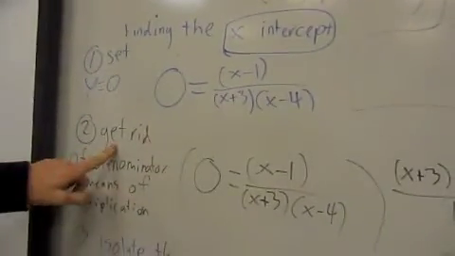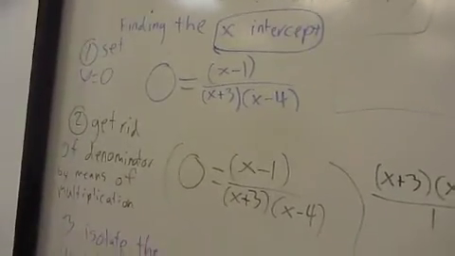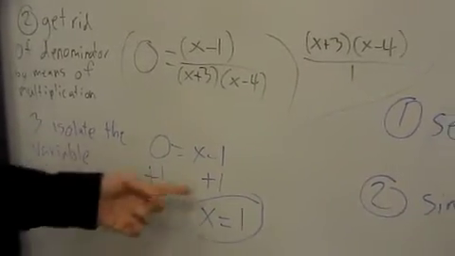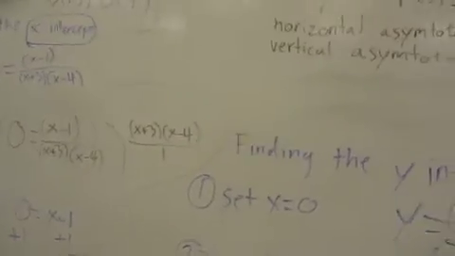Then, you want to get rid of the denominator by means of multiplication. Ultimately, you result in 0 equals x minus 1. Isolate the variable by adding 1 to both sides, and you have the x-intercept as x equals 1. You want to then plot this on your graph.